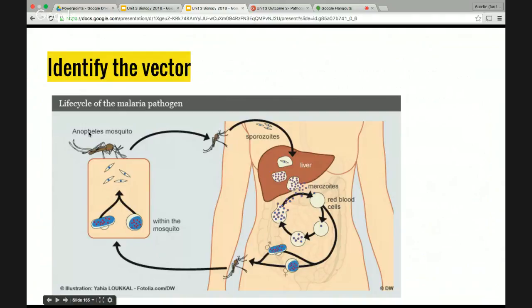So what do you think the vector is? Is it the person or is it the mosquito? It's the mosquito. The mosquito is what's carrying the disease, the pathogen, and transferring it to the human being. The person will become sick from the pathogen, whereas the mosquito is not going to get sick from the pathogen. So the mosquito is only acting as a vector.